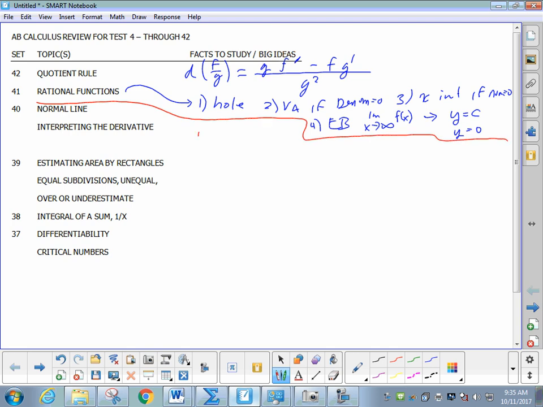Normal line. How is it like a tangent line? Like tangent in that what? Say again? You need a derivative for the slope. You still need a point and a slope. So you're still writing the equation of a line, still finding a slope, still using a point. How is it different? Yeah, the slope is the opposite reciprocal of the tangent slope. It's perpendicular. Normals are perpendicular. So it's just like a tangent line, except for the slope you take the opposite reciprocal. Interpreting the derivative.